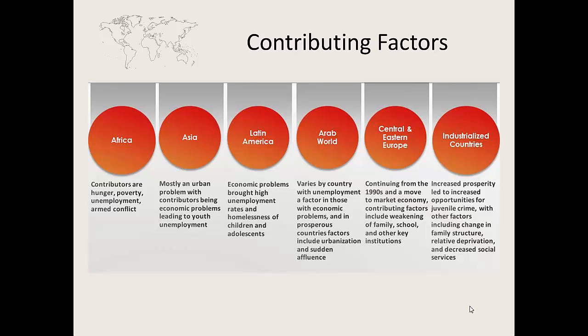So these are things that those of you that have had courses on juvenile delinquency are already familiar with in terms of things that might help explain or contribute to delinquent behavior in the more industrialized countries, where we don't find things like, in Africa, hunger and poverty and unemployment to the same degree that we do in the industrialized countries.